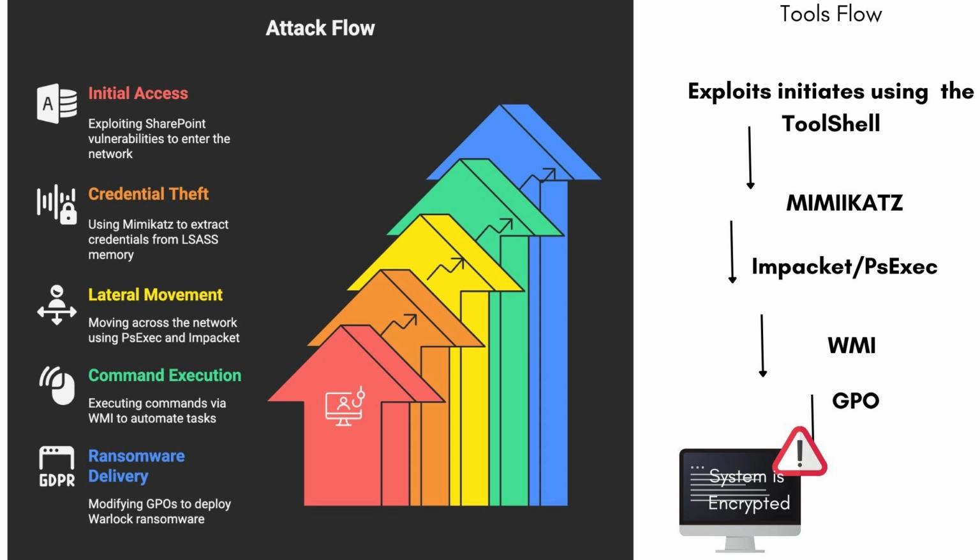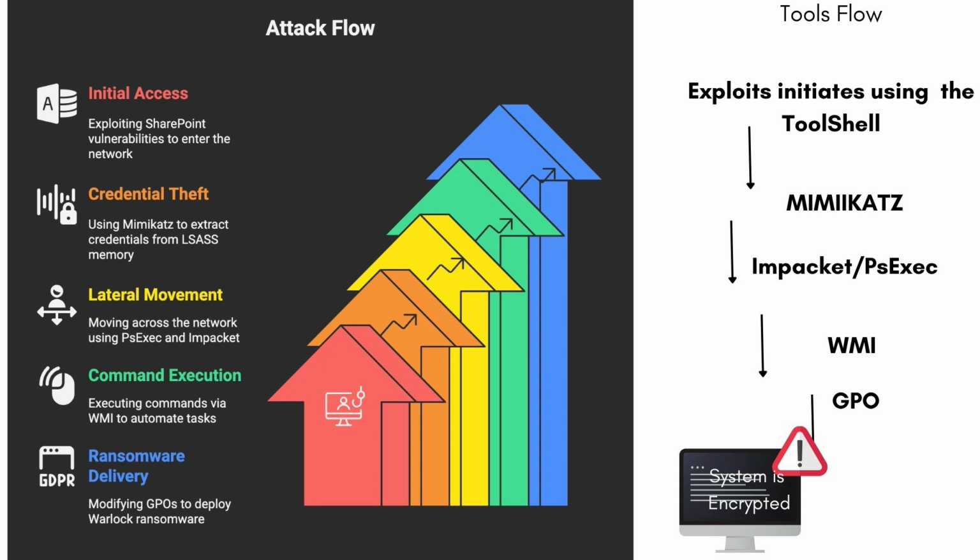And the last is the ransomware delivery. Finally, to ensure widespread infection, the attackers modify the Group Policy Objects, or GPOs, to deliver Warlock ransomware across all the compromised systems in the network. By altering GPOs, they can push the ransomware payload efficiently to many machines simultaneously, ensuring maximum impact.